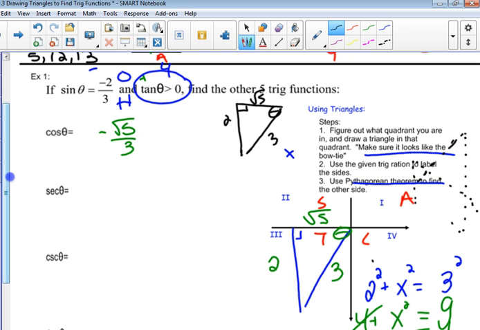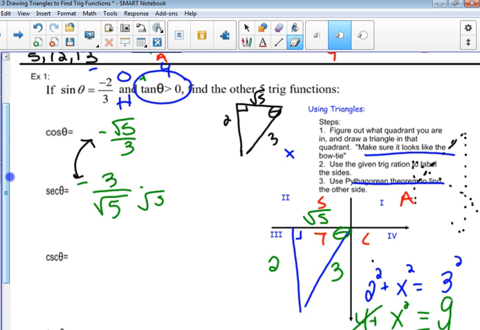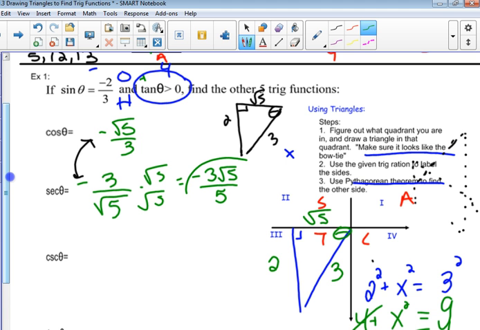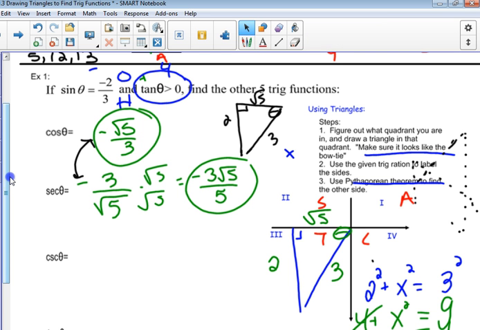How do we get the secant? Just flip it. Good. Does it say negative? Yes, it does. Remember, they share the same properties, so secant and cosine do. Yes, thank you, Andrew. Good job. Great. You guys didn't hear Andrew: when we flip, we can't have this radical on the bottom again. You multiply by itself. Negative 3 radical 5 over 5. This is not too bad.